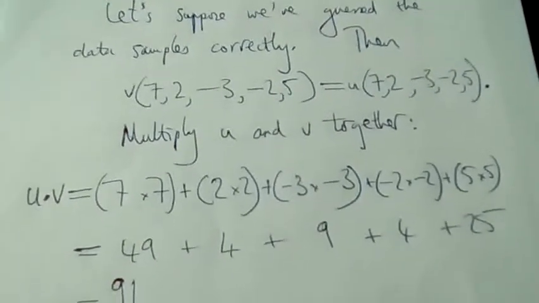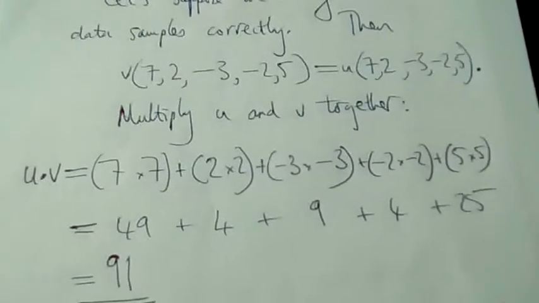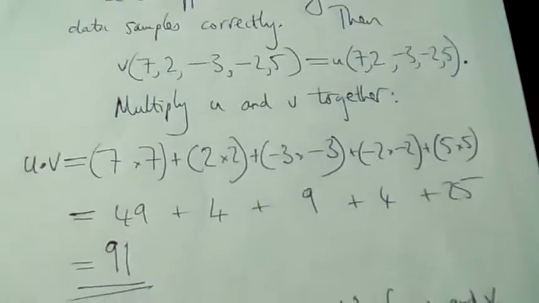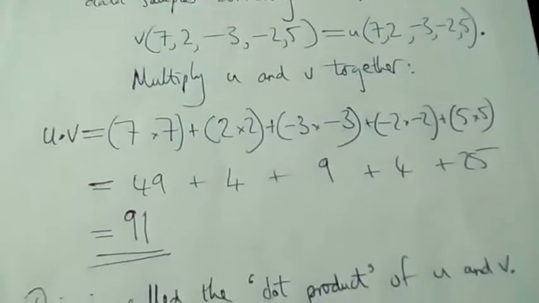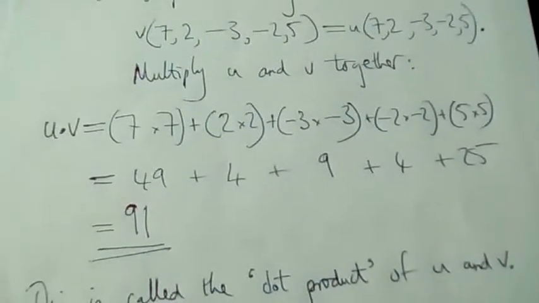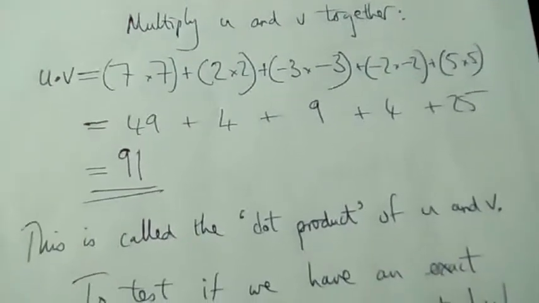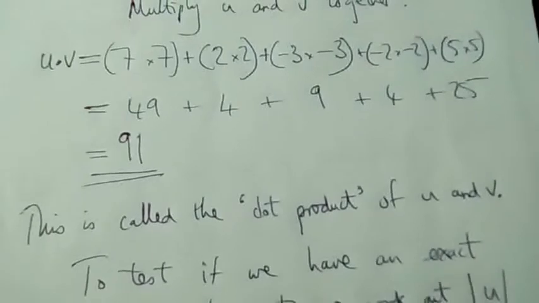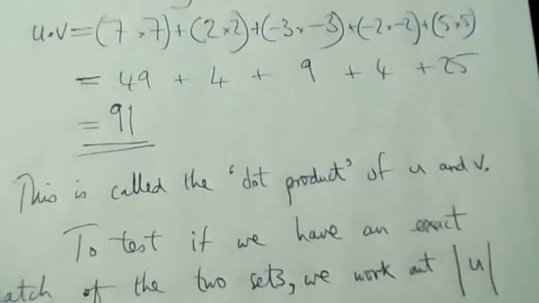Multiply u and v together as follows. 7 times 7, 2 times 2, -3 times -3, -2 times -2, and 5 times 5. That comes to 91. This is called the dot product of u and v.